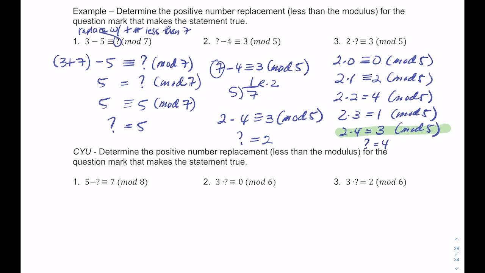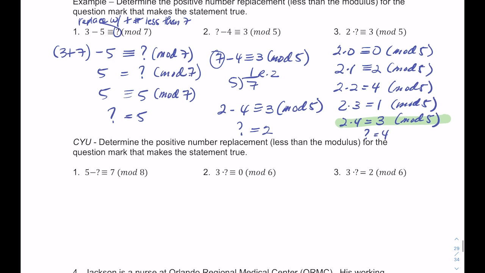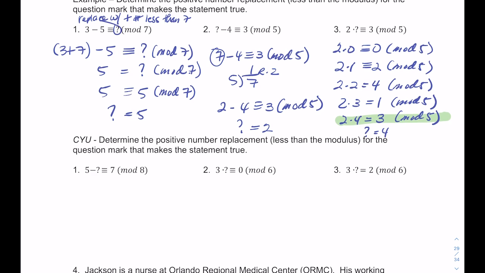And I'll let you try the other ones on your own. Number 4 is a practice problem. It's a practical application that you can try.